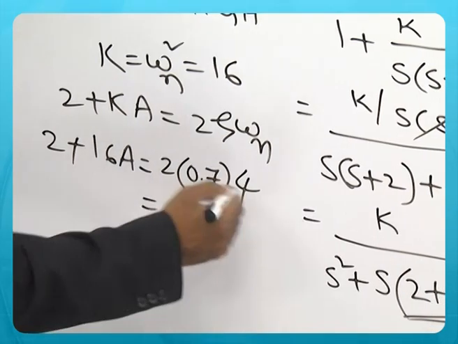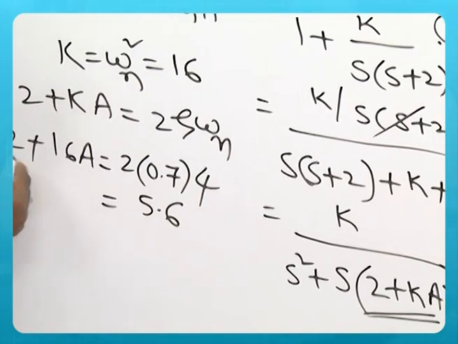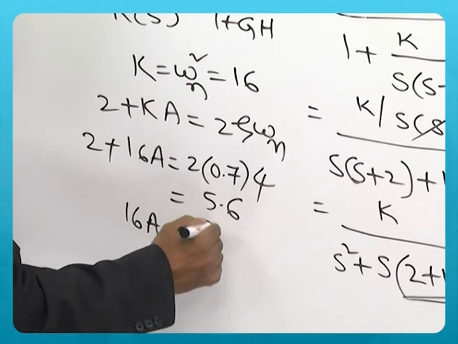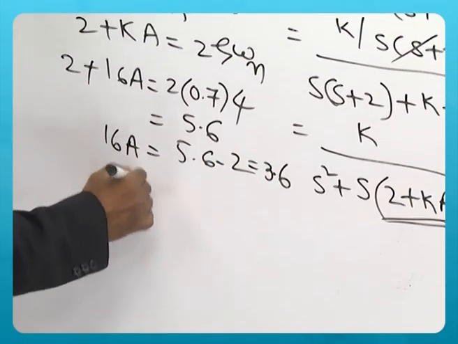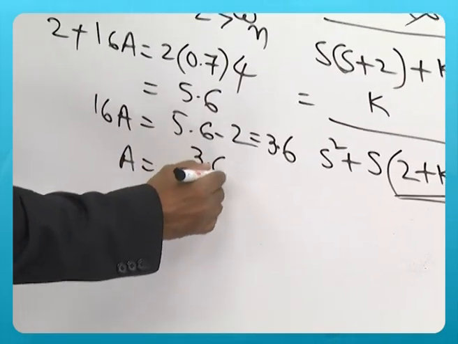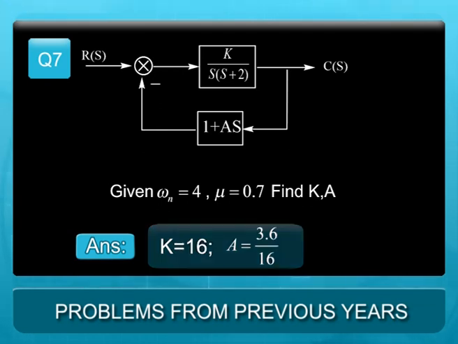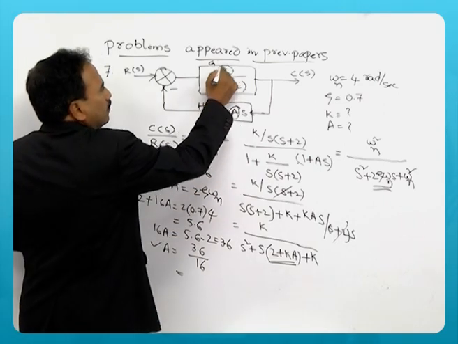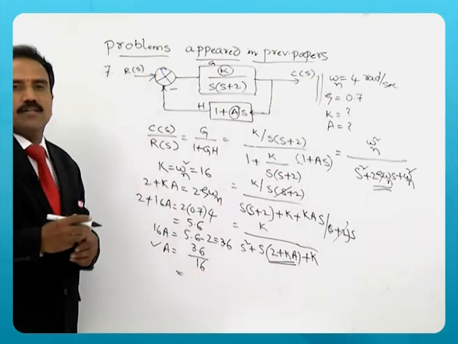So, 2 plus 16a is equal to 2 into zeta is 0.7 and omega n is 4. So, this will be 5.6, 2 plus 16a. Now, 16a is 5.6 minus 2, that is equal to 3.6, and a is given by 3.6 by 16. This is the way you should calculate the value of a, the constant in the feedback element, and then the value of steady state gain when omega n and zeta are given.